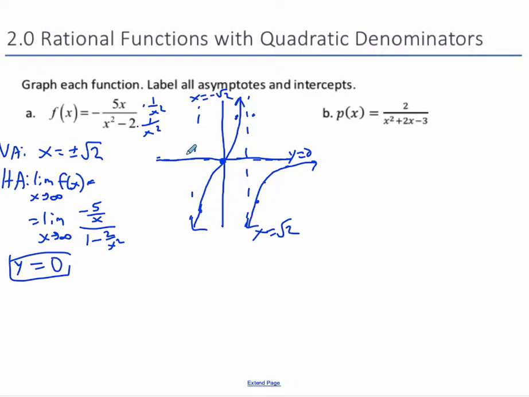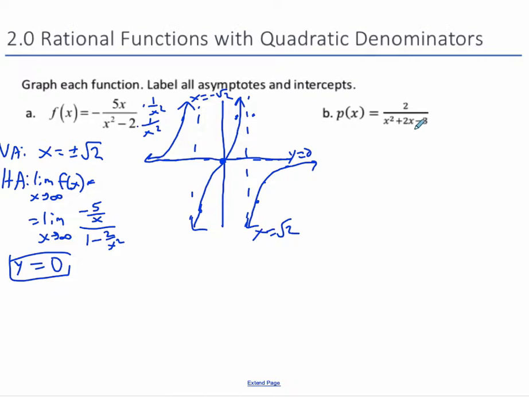Okay, on this side, if we plug in a number like negative 2, we get positive 10 over 2. You're going to get like positive 5 over here. So this is going to be the shape over here. You're always going to get positive numbers, and it's going to approach the asymptote right here. So this is kind of what our graph looks like.